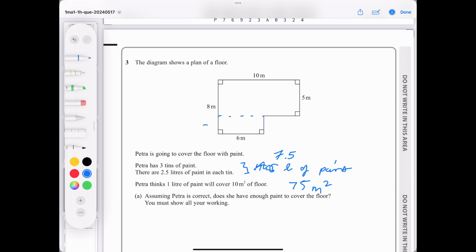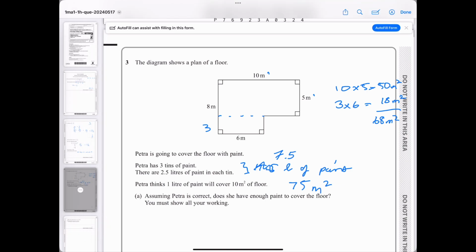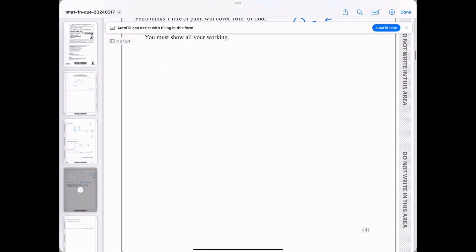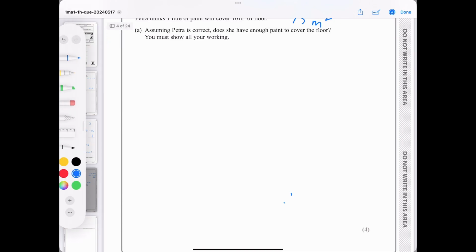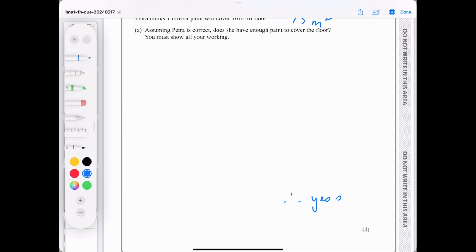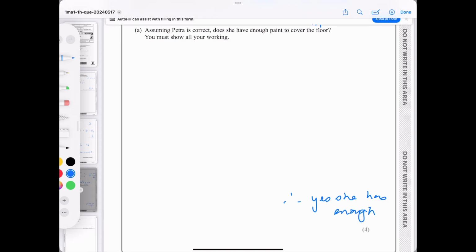So what we've got is 10 times 5, and 10 times 5 is 50 metres squared. And 3 times 6 is 18 metres squared. Add them together and you've got 68 metres squared, and you've got enough paint for 75 metres squared, providing her assumption is correct. So therefore, yes, she has enough. And usually those are closer.